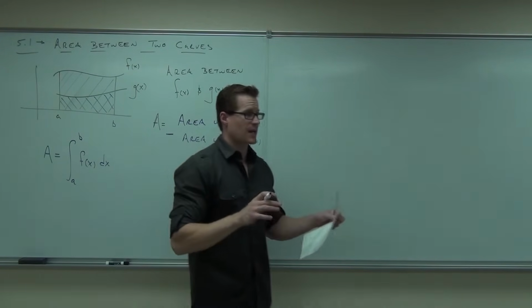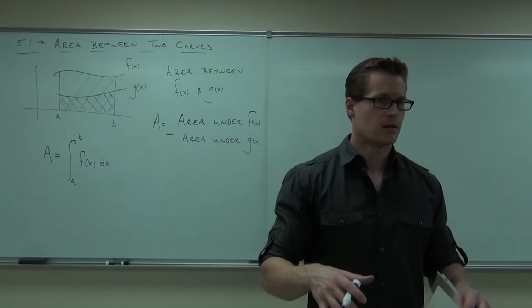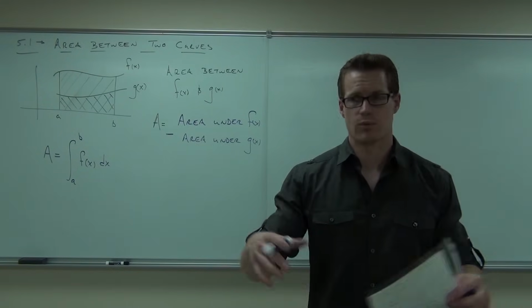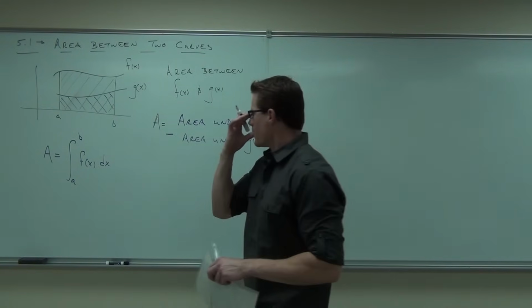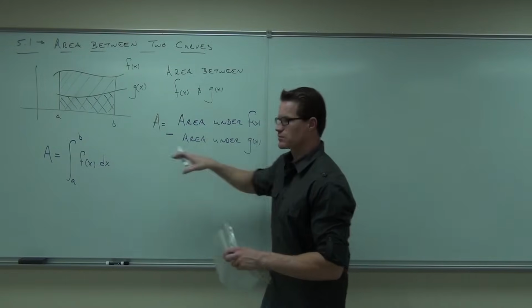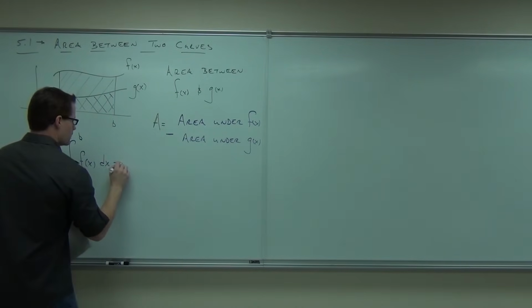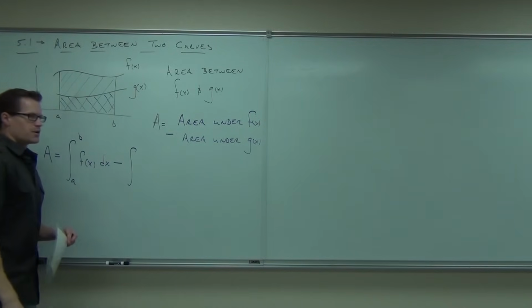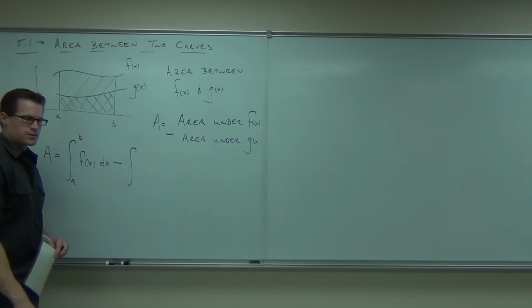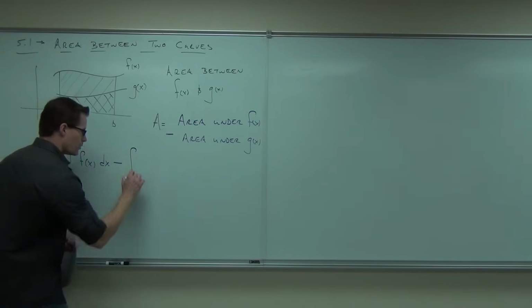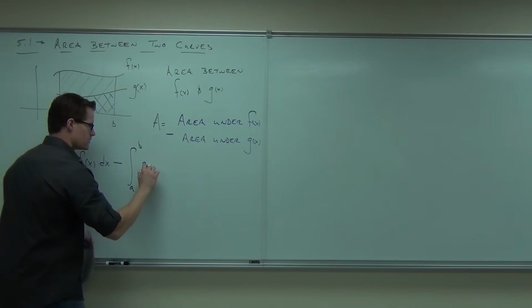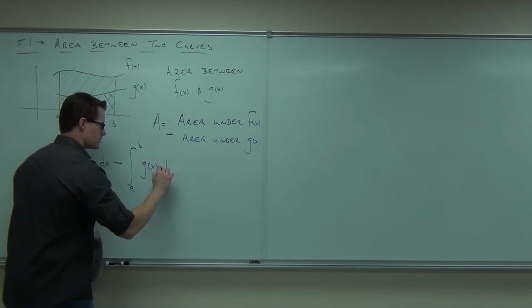Hopefully you can see that that's the area under f of x from a to b, right? At least that's what I told you it was, and that's how we've been working with this thing this whole time. So we have the area under f of x, great, minus the area under g of x. What's the area under g of x? Wait, you're telling me it's the same a to b? Oh, that's cool.